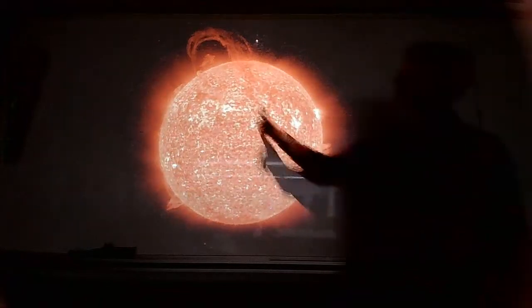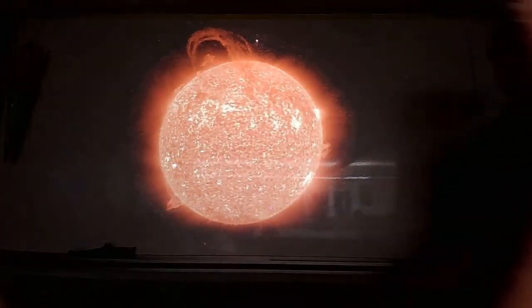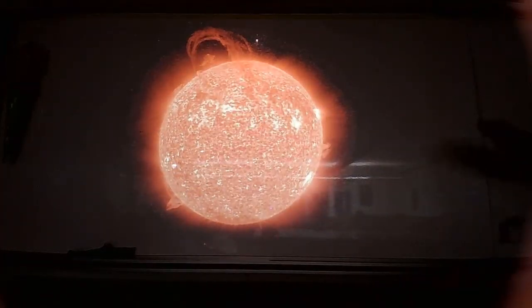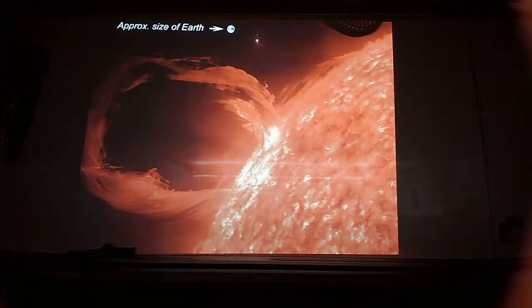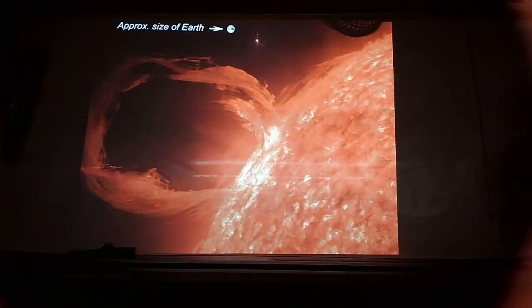Another example of a prominence is right up here. And just to give you an idea, remember the Earth is much smaller than the sun. So there's the size of the Earth compared with a standard prominence on the sun. So even the prominence. Yeah, much bigger. Thankfully, we're not close enough that those are going to affect us.